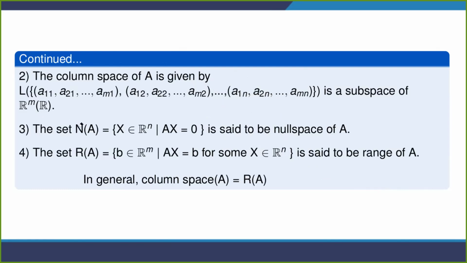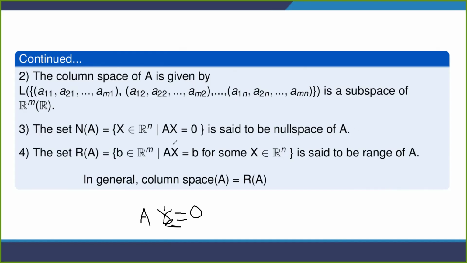Also, the set N(A) equals X belonging to R^n, AX equals 0, is said to be the null space of A. So what exactly is the null space of A? If A is any matrix, then the null space is the set of vectors that make the multiplication 0, so AX equals 0. If multiplying the matrix A by this vector gives the zero vector, then that is said to be the null space. So it is given exactly that the set N(A) equals X belonging to R^n, AX equals 0, is said to be the null space of A.